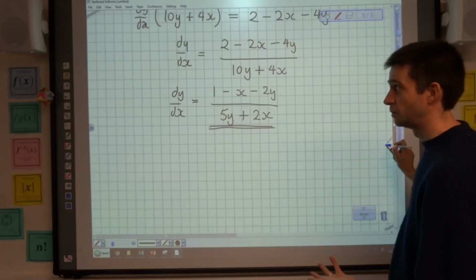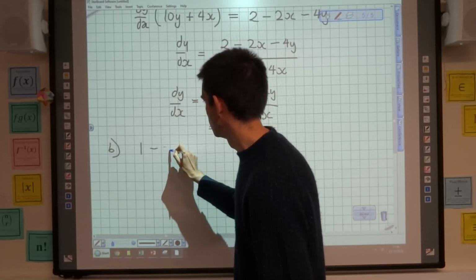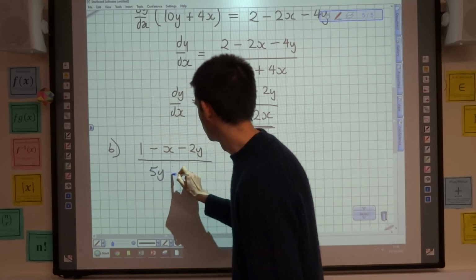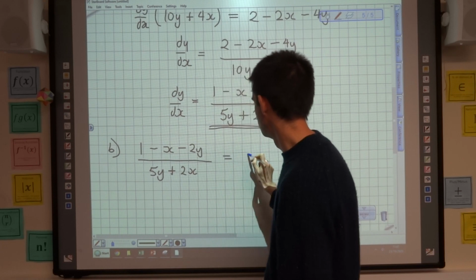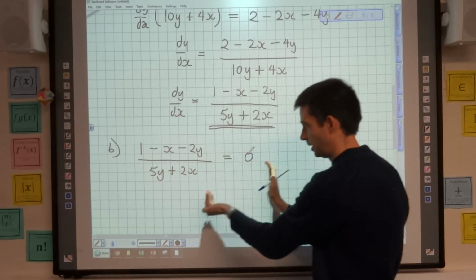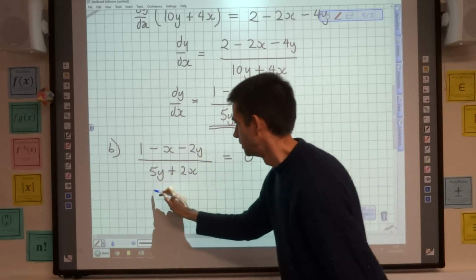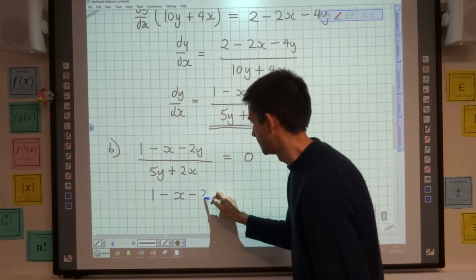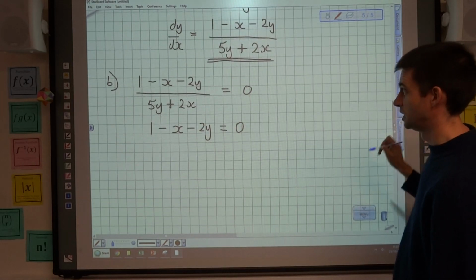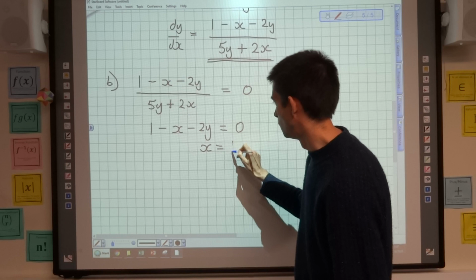So I have an expression for dy/dx, so the first thing I'm going to do is make that expression equal 0. So 1 minus x minus 2y over 5y plus 2x equals 0. And just having a think about what that must mean, well, if we were to multiply up by the denominator, we would just be left with the numerator equalling 0. So the numerator has to equal 0 to satisfy this equation, so I can write that 1 minus x minus 2y equals 0.